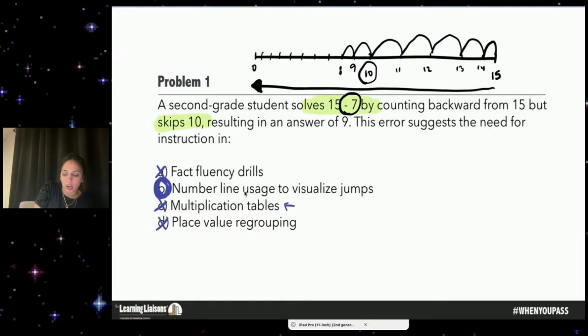And so here we have counting backward from 15 to get to the number 8. So again, we don't need to know how to solve this problem. We just need to know the strategy behind it. Let's look at another one.